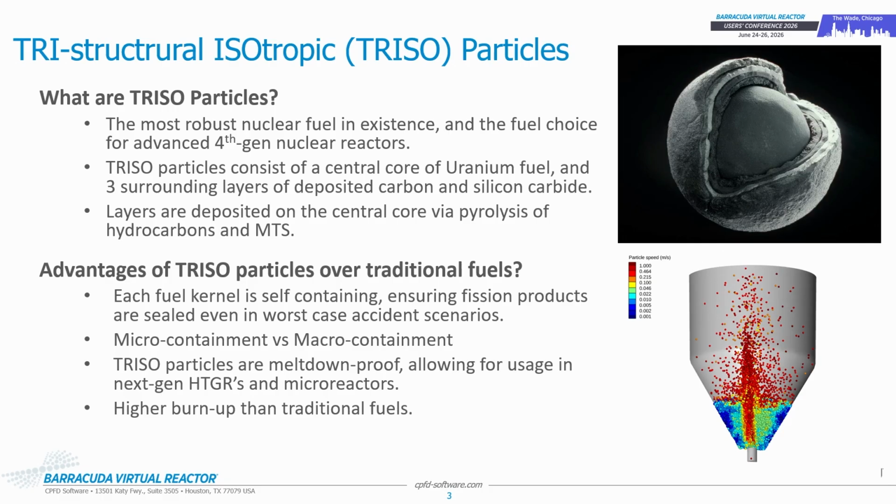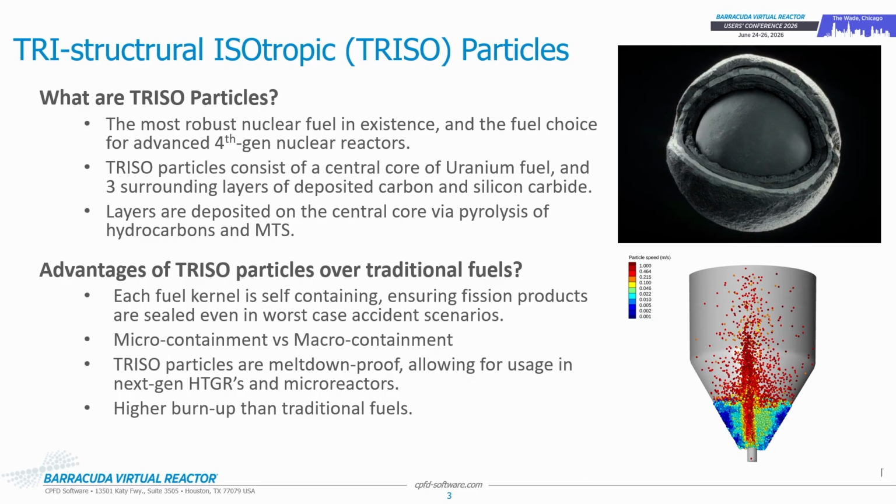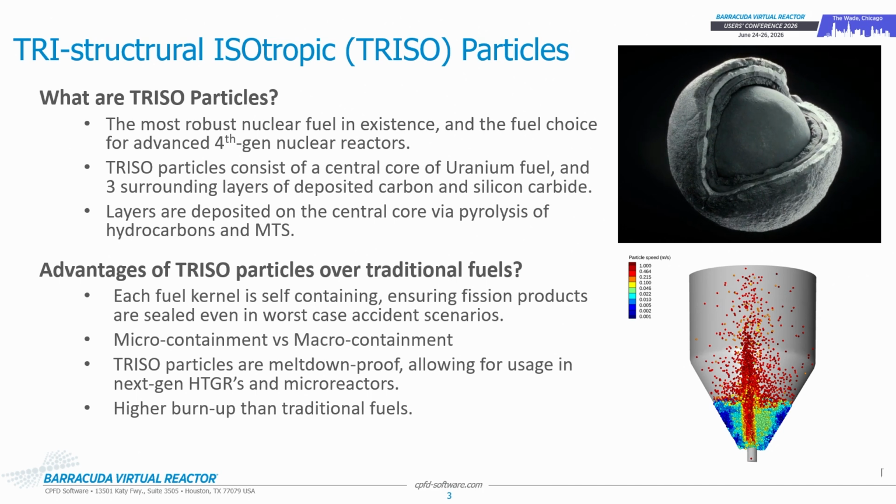The fuel itself is here on the right. You can see there's a central core of uranium fuel, and around this are several layers of deposited carbon as well as silicon carbide. These layers deposit via chemical vapor deposition, much like Jared was talking about in his presentation earlier today. Several hydrocarbon feeds are fed to the reactor, and then those are pyrolyzed, and then those deposit on the surface of the uranium, as well as silicon carbide.